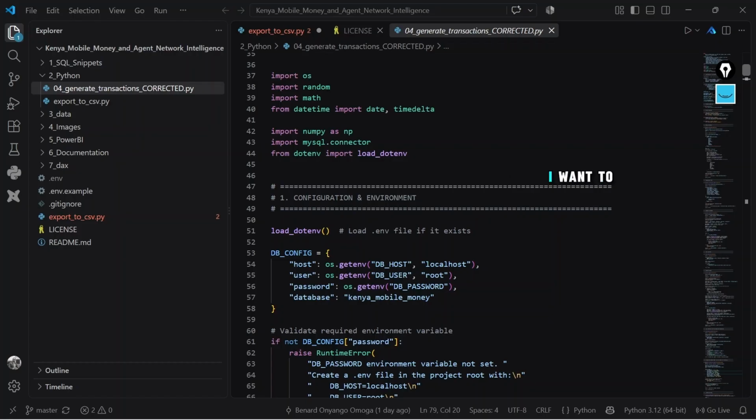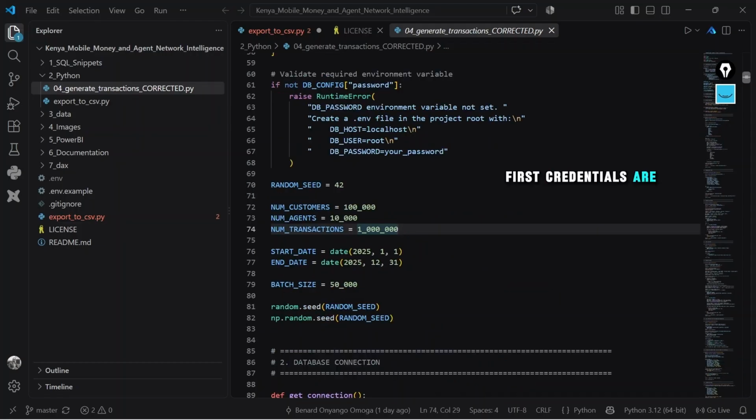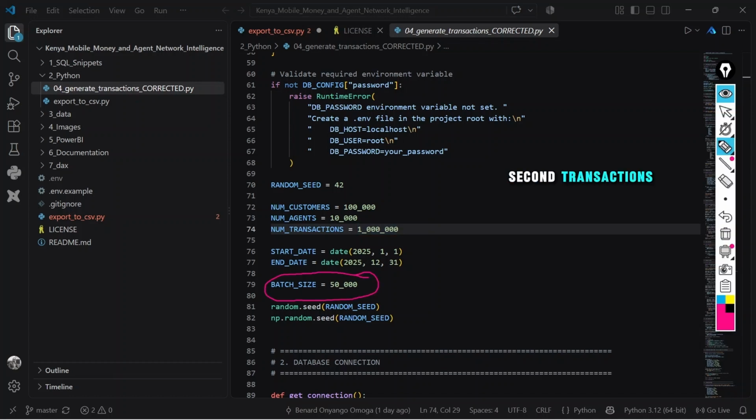A few things I want to highlight about how this was built properly. First, credentials are stored in a .env file and loaded at runtime. The database password is never hard-coded in the script. That's a standard practice for any production grade. Second, transactions are inserted in batches of 50,000 rows at a time. That's what makes it possible to load 1 million rows efficiently without overwhelming the database connection.